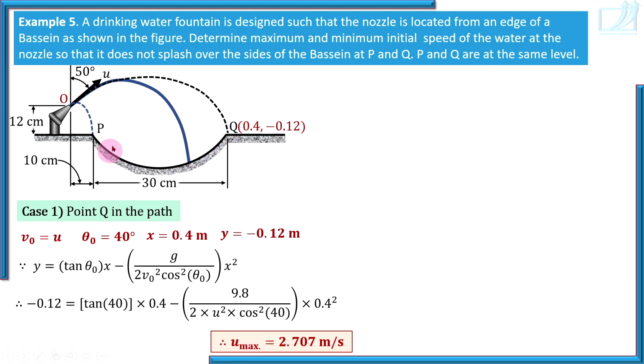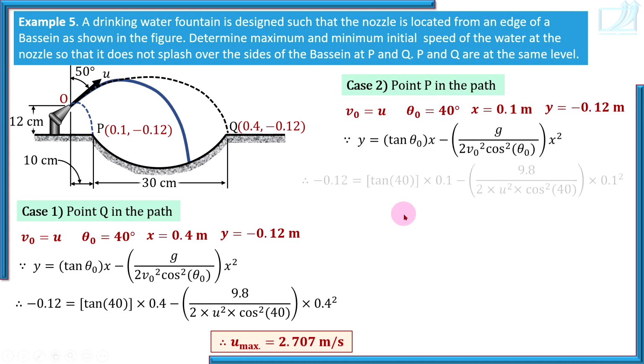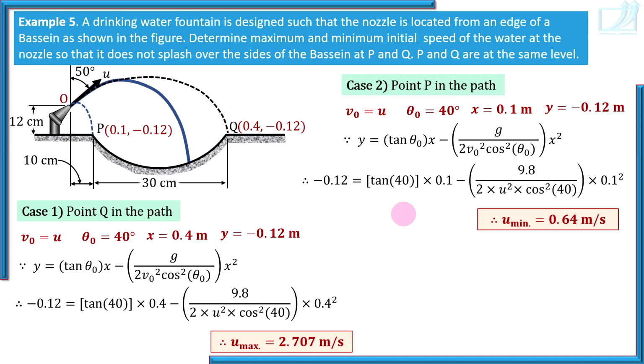Now we want to find the minimum value of U. So when U is minimum, the water just strikes point P. So case 2, and what is that case? Point P in the path. What are the coordinates of point P? 0.1 and minus 0.12. Now we want to find the initial speed when point P is in the path. So just put these values in the equation of path and you will get the answer. Same calculations again. So these are the two values of initial speed.